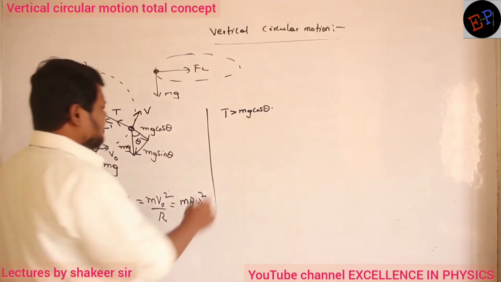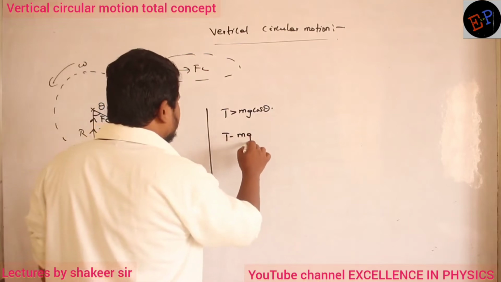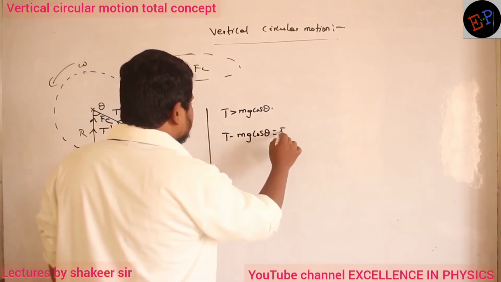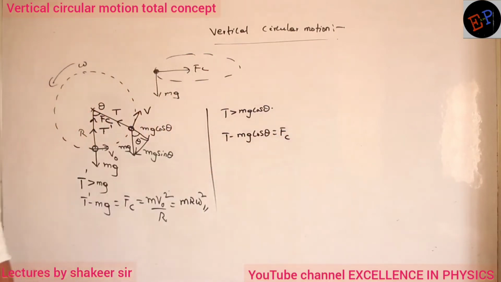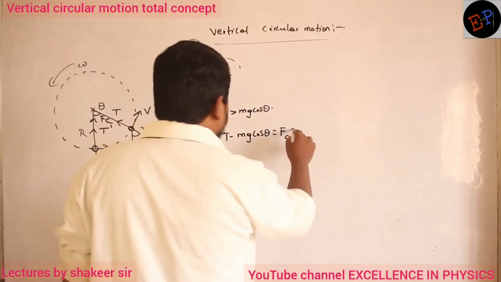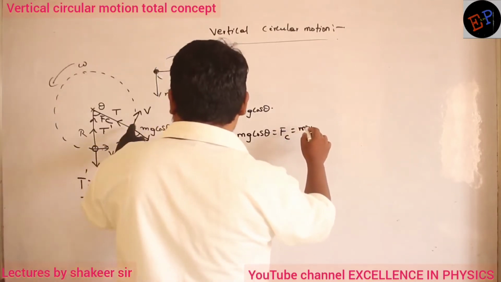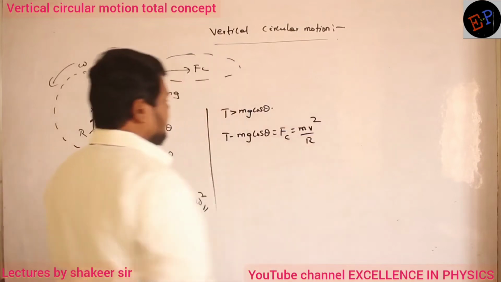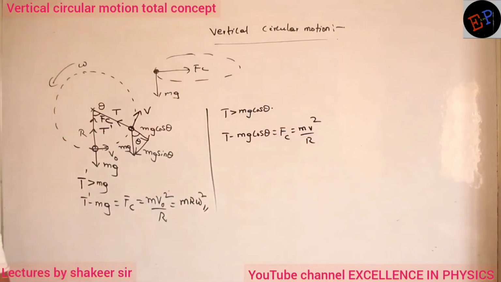Clear? So therefore I will write T minus mg cos theta. This provides the centripetal force. And what is the formula for centripetal force? Here the velocity is v, so m v square divided by r. That is the equation. Okay?